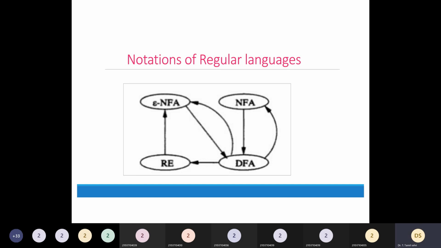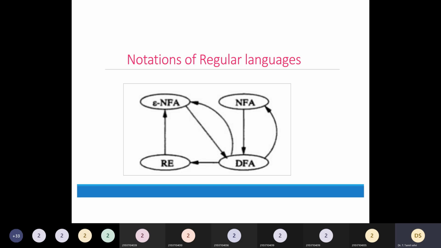And then the next one, notations of regular languages. So here we are having different kinds of representation for our regular languages. Regular language means it is a collection of regular expressions. So we know the regular expression. Here we have different kinds of representations. The first one is the regular expression. RE is nothing but the regular expression.